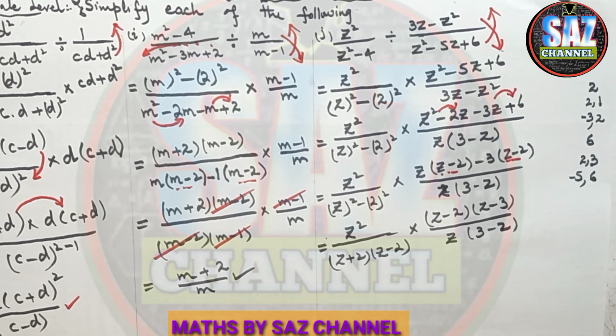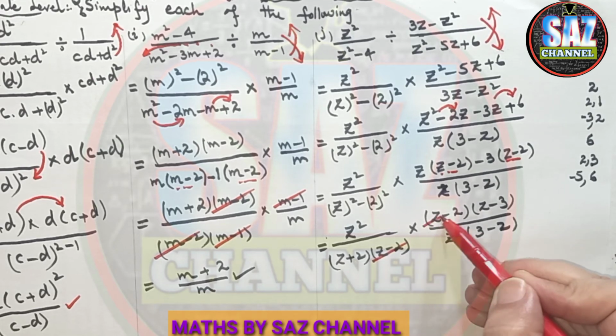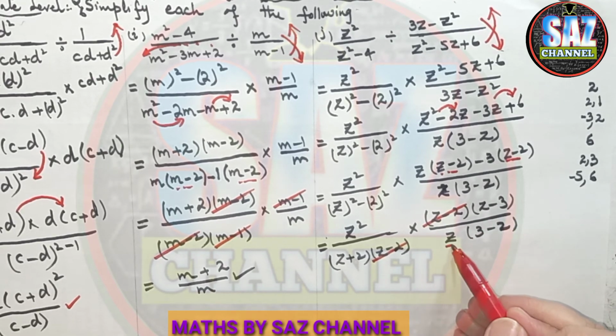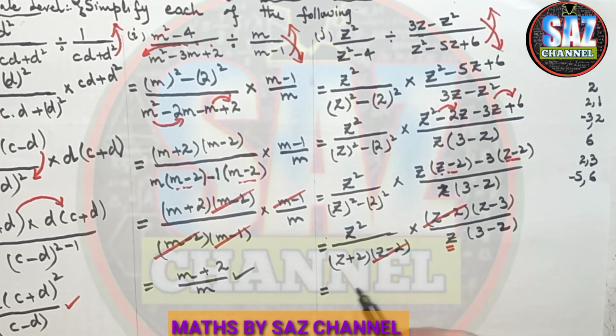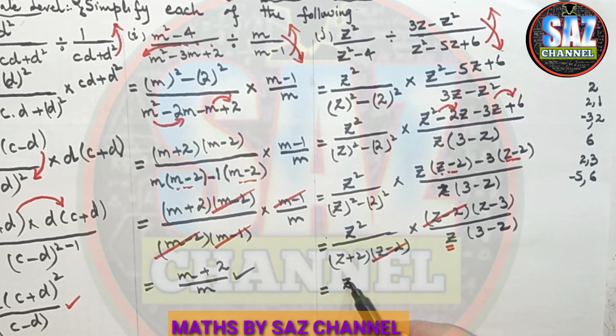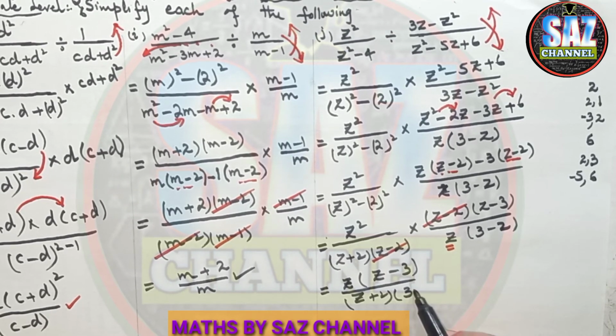Now if we look at the numerator and denominator, z minus 2 is the common factor. We can simplify this, and the same z square and z we can simplify by applying the quotient law of indices with the same base. So from z square and z, I will be left with z only upon z minus 3 upon z plus 2 multiplied by 3 minus z.